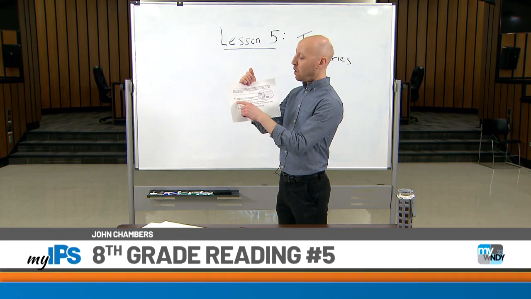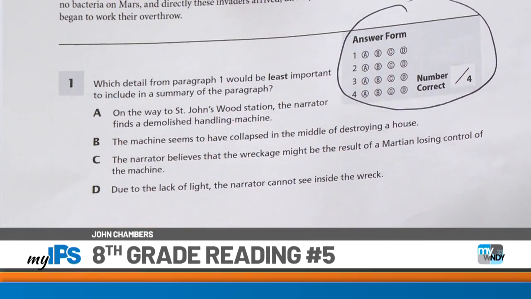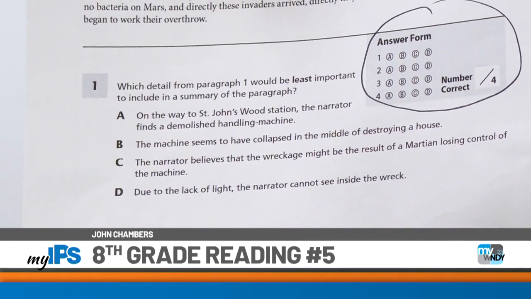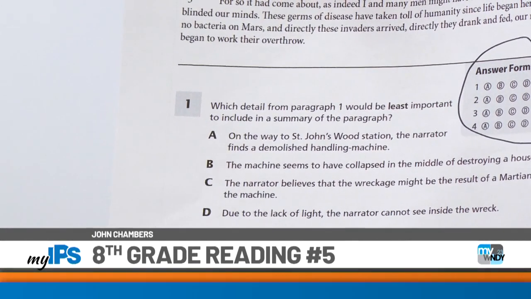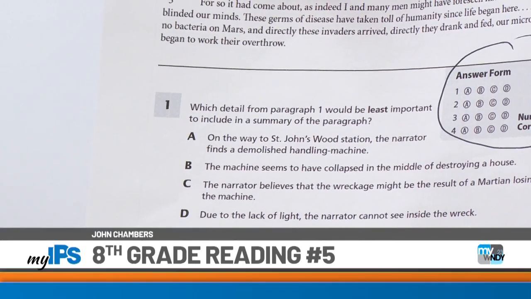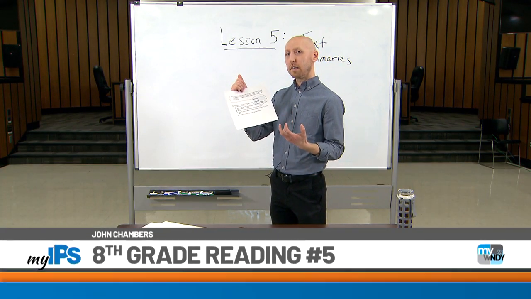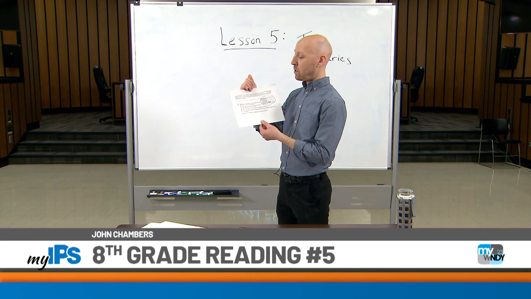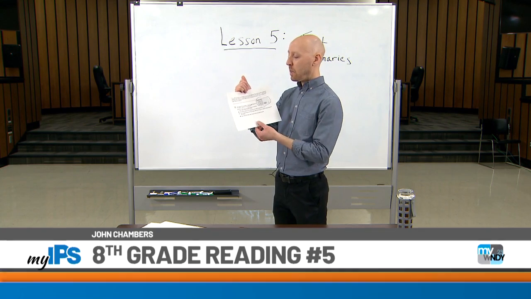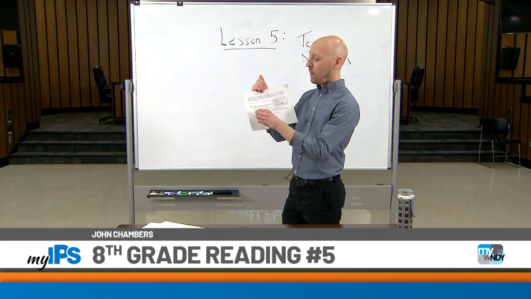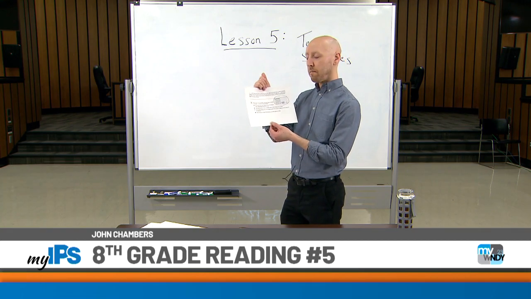So number 1, which detail from paragraph 1 would be the least, and you can underline that, the least important included in a summary of the paragraph? Is it A, on the way to St. John's Wood Station, the narrator finds a demolished handling machine? So that seems important to me because it's a key detail, and it's a hint at what the Martians are about to experience and what they are experiencing, how they're dying. So I'm going to keep that in here. I think we could cross that out because remember we're looking for the least important. So let's cross out A.